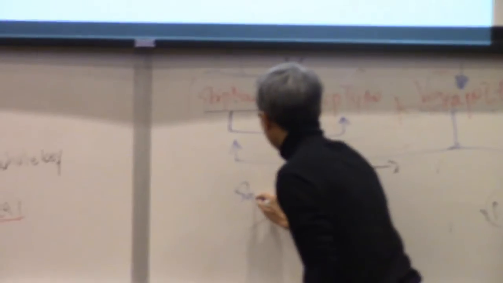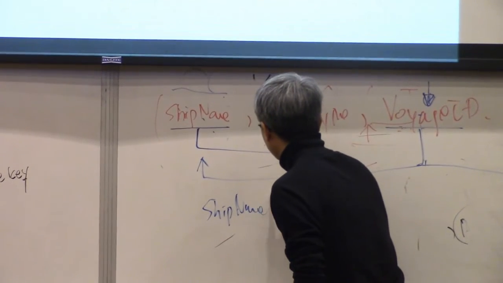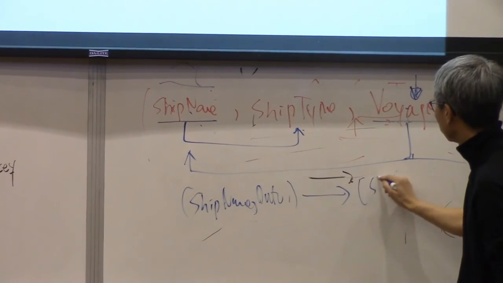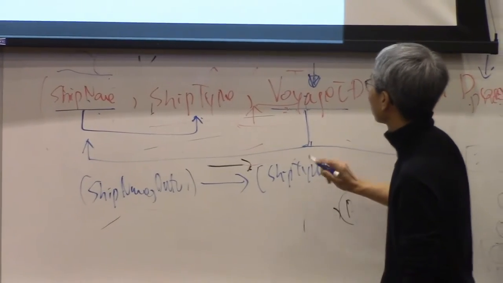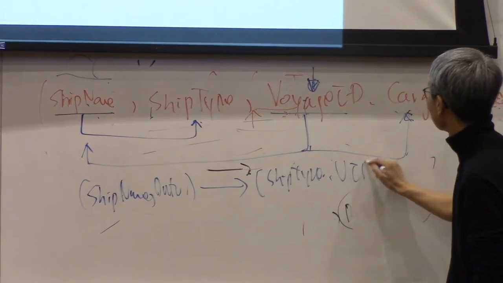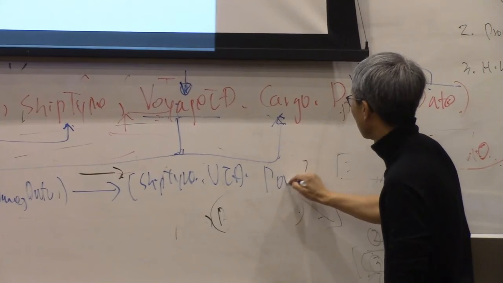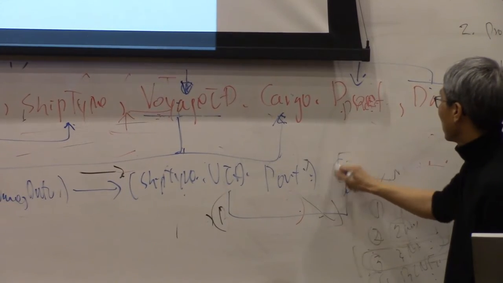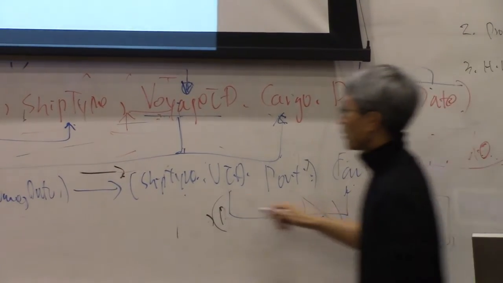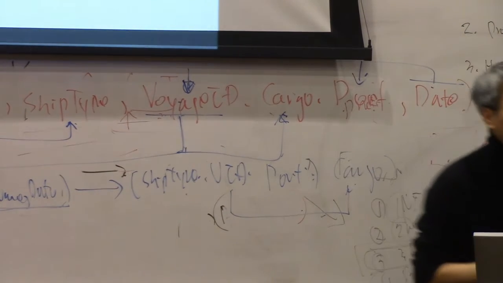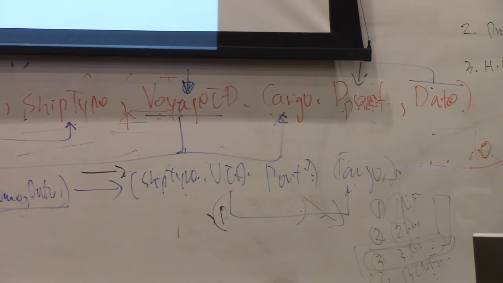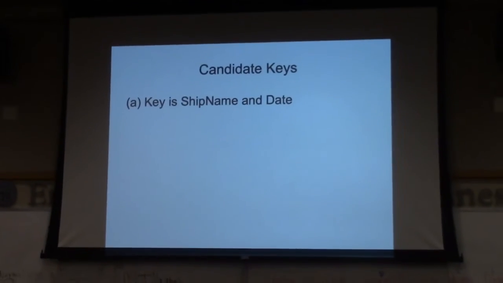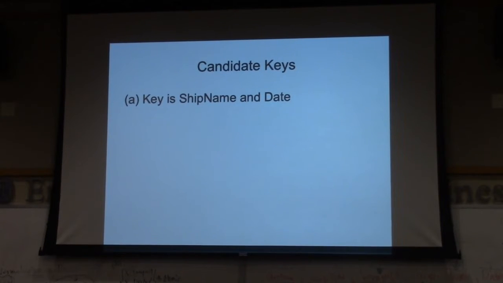So ship name and date determine what? The ship type, the voyage ID, and also the port. Cargo can be determined through the voyage ID. Okay, so this can be used as the primary key of this unnormalized form. So the key is the ship name and the date. We can underline them. So the prime attributes are ship name and date.